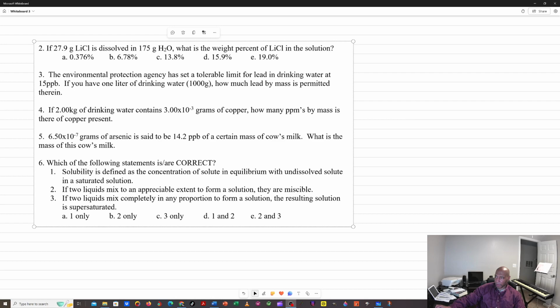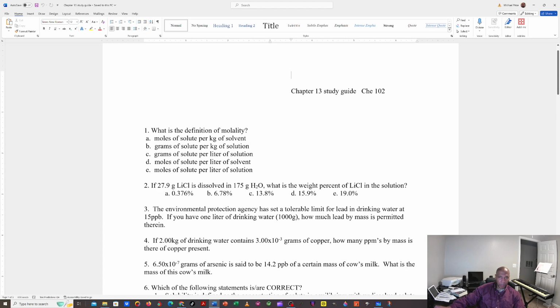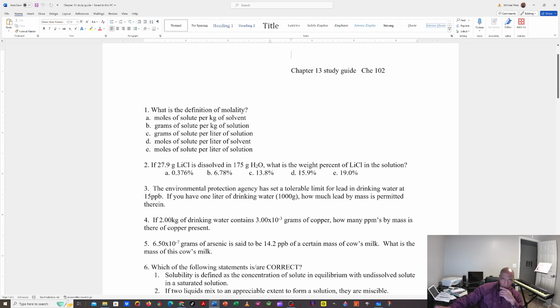So that being the case, let me start with number one. Number one for chapter 13. This is, of course, a chapter 13 study guide review. All right, so what is the definition of molality? Now, not molarity. Don't confuse molarity with molality.